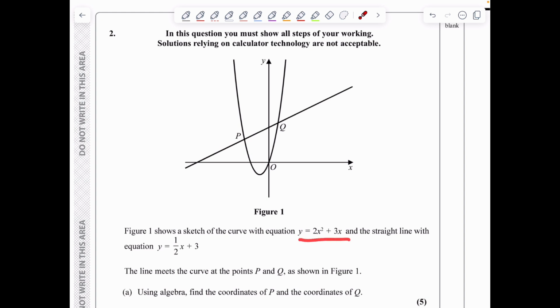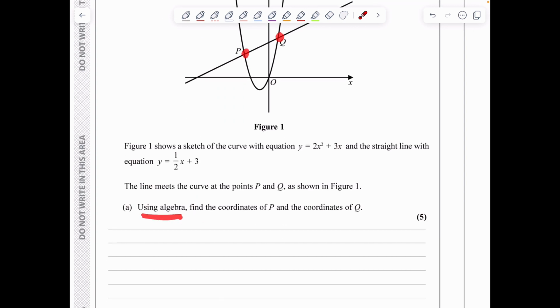In question 2, we've got a sketch of the curve y = 2x² + 3x and the straight line with equation y = half x + 3. As we can see on the diagram, they meet at P and Q, and we need to use algebra, so we need to show all working to determine the coordinates of P and Q. Now, points of intersection can be found by equating the two equations, so 2x² + 3x is equal to a half x + 3.